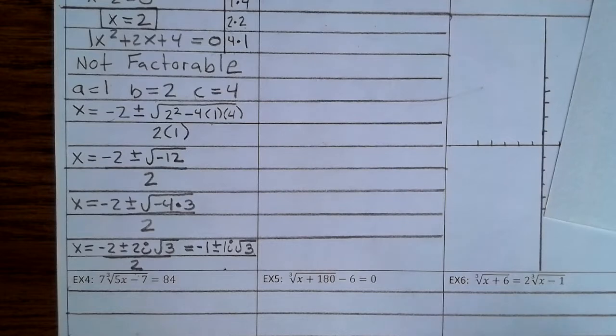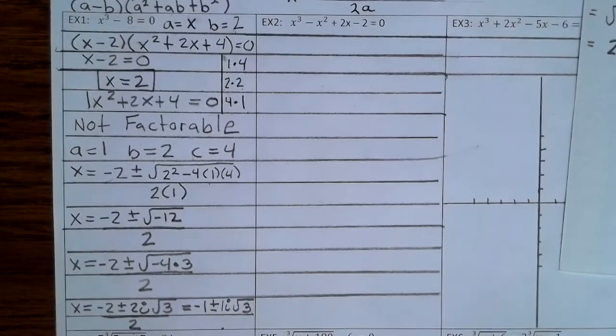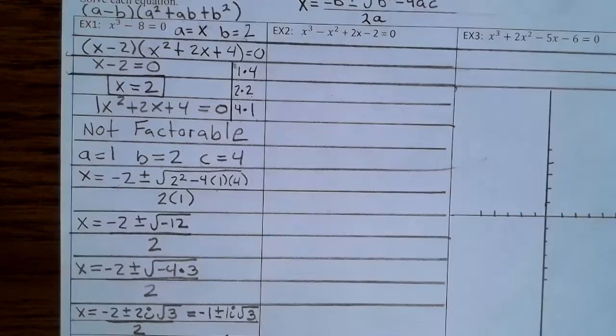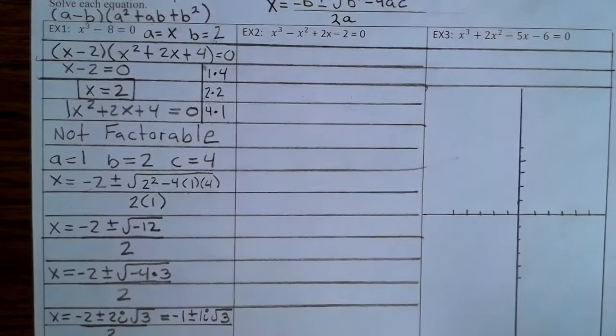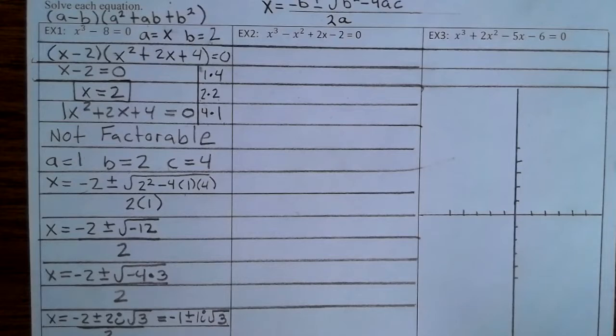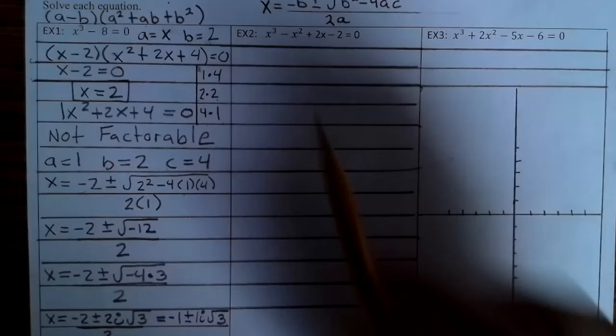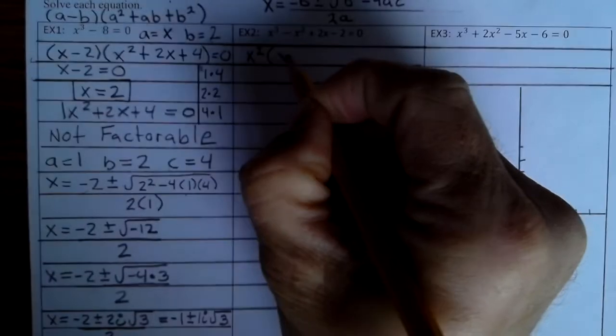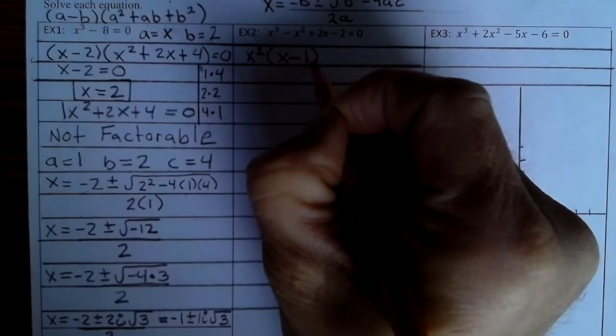Okay, now let's take a look at example 2. All right, so here we have 4 terms we're going to factor by grouping. So we can take out an x squared from both terms, which leaves x minus 1. And we can factor out a 2 from there, so that's plus 2, which leaves x minus 1.